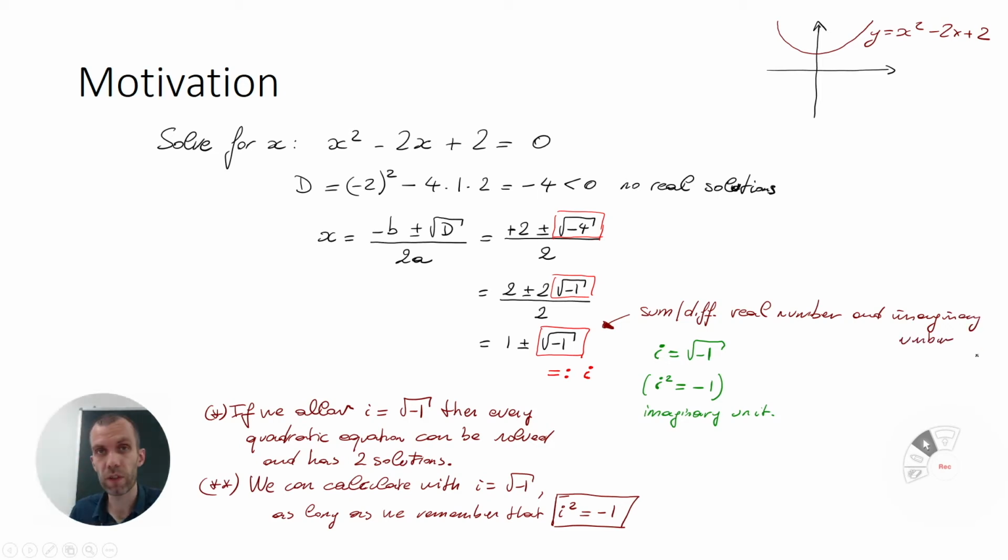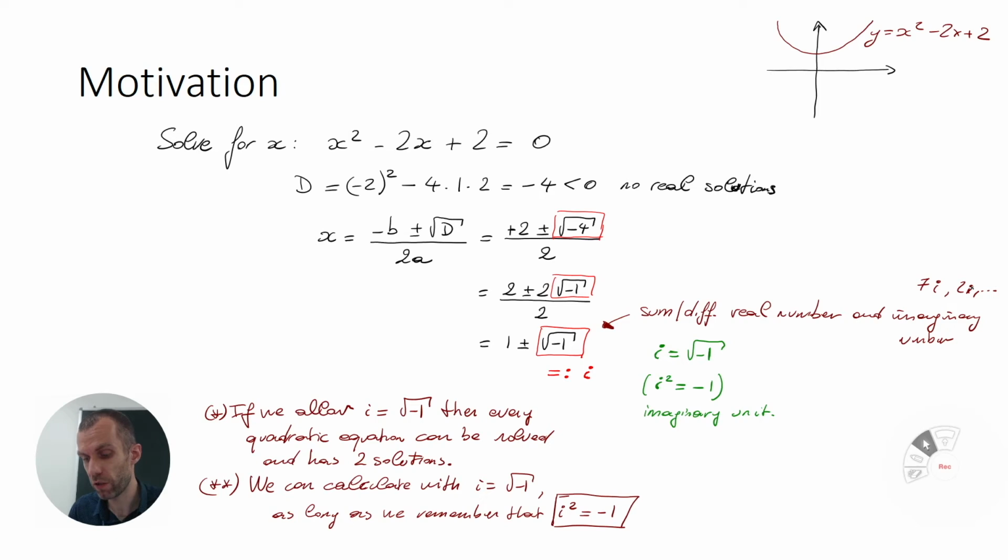But that's perfectly okay. And just a little bit about terminology. As you've seen, imaginary numbers are basically any numbers that are i times a real number. So 7i, 2i, and so on. Those are all imaginary numbers.